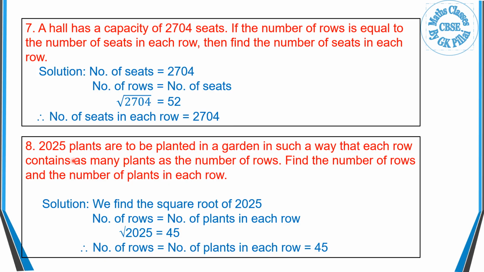Another one, 2025 plants are to be planted in a garden in such a way that each row contains as many plants as the number of rows. Find the number of rows and the number of plants in each row. So we will find the square root of this one only. Number of rows equal to number of plants in each row. Square root of 2025 will be 45. So both the answers, number of rows as well as number of plants in each row, will be 45.